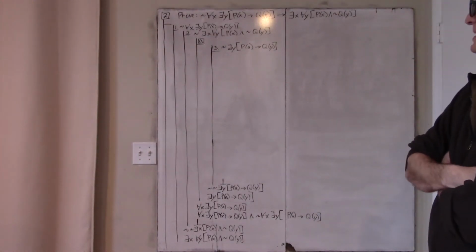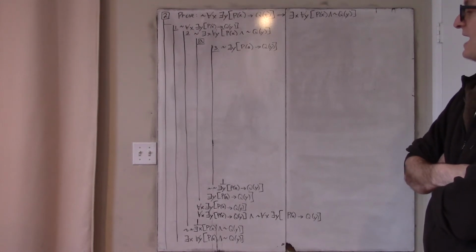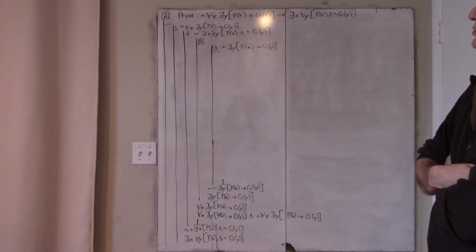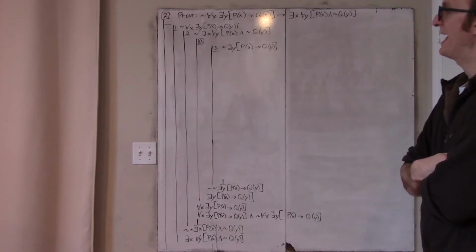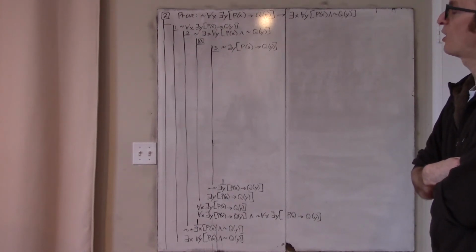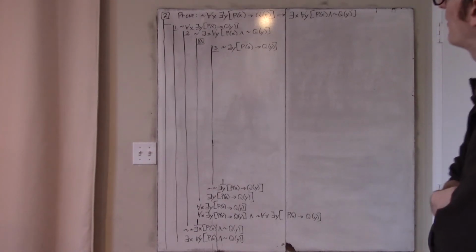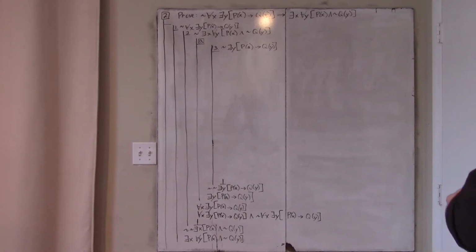So, okay, basically where are we right now? Not in a good place. I need to get a contradiction, but I need to get it from lines 1, 2, and 3. And they're all negations. And so the moment of truth is now. How do I get this contradiction?